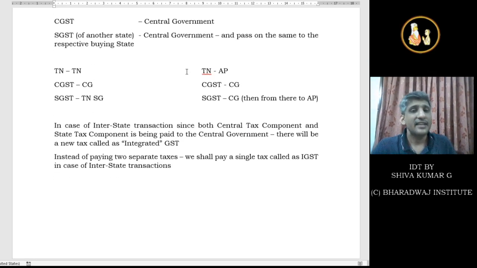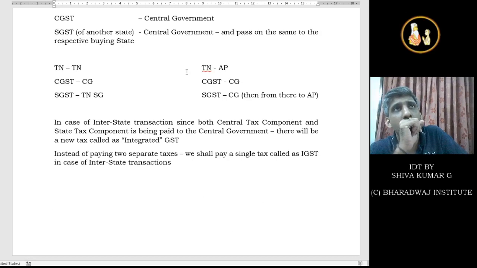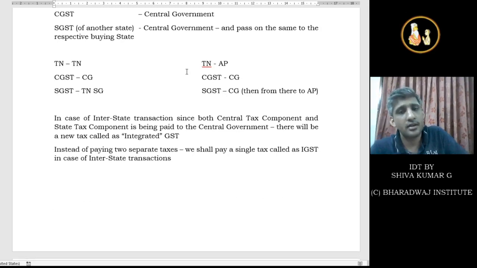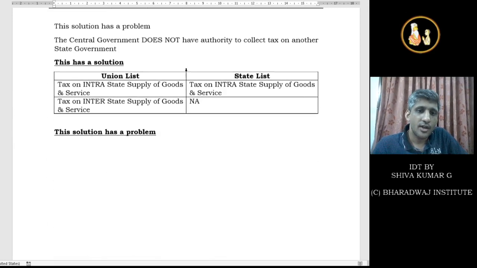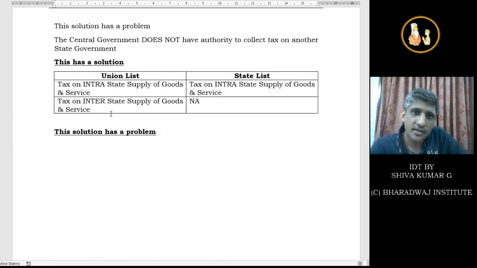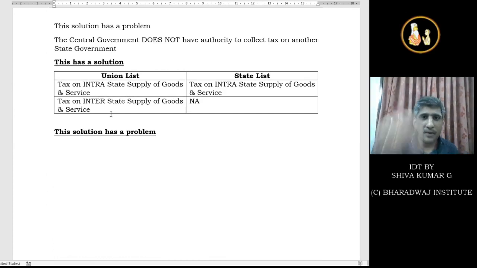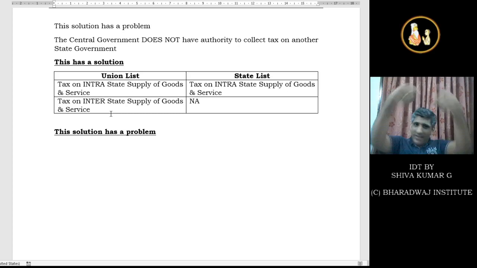Then we said the central government does not have the power to collect both central and state tax. Therefore, we said we will give them the power. Now we have given them power. Now what's the problem? Now you have given power to the central government. Now the central government will collect and keep the money. Andhra will say, give me 50%.